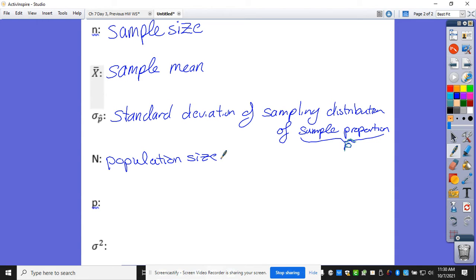Would you count off if it's just like population? Yes. Because there's a lot on here that would be just population. Or if they said total? Population total is fine. Lowercase p is what? Population proportion. And sigma squared is population variance.